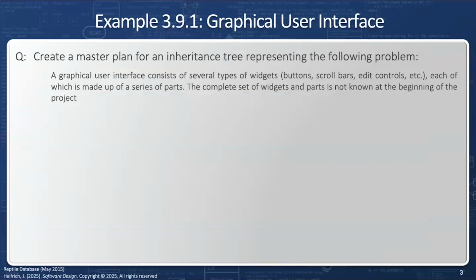Okay, let's take a look at an example here. I want to create a master plan for an inheritance tree representing the following problem. So I'm going to have a graphic user interface consisting of several types of widgets, and a widget could be a button, a scroll bar, an edit controller, whatever. Each of which is made of several different parts.